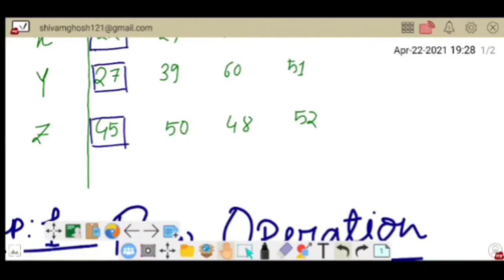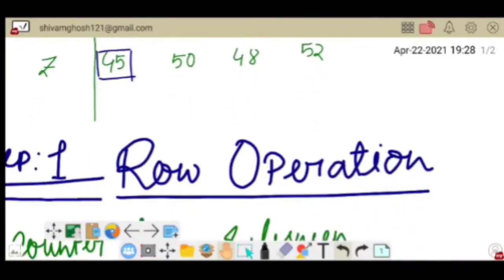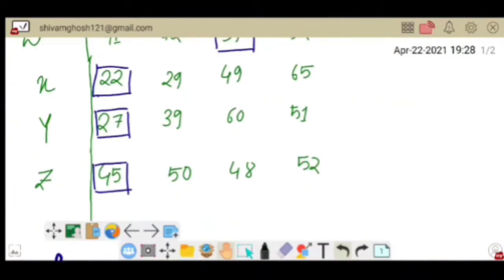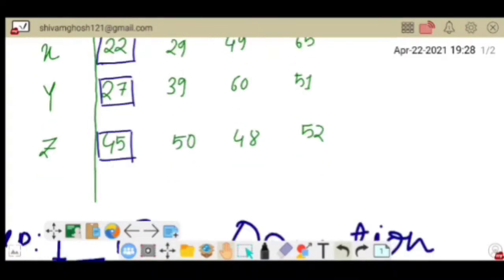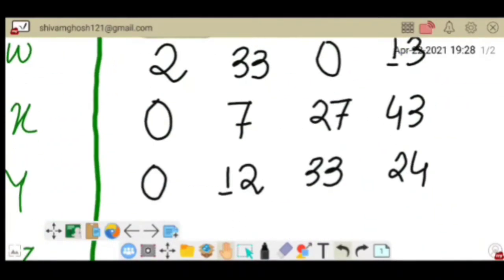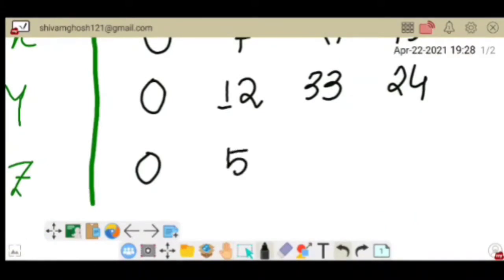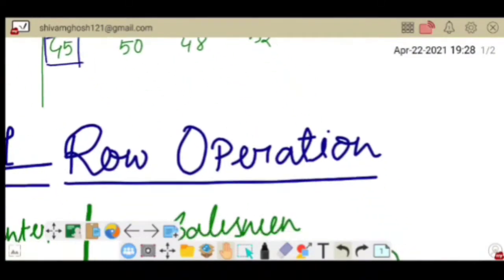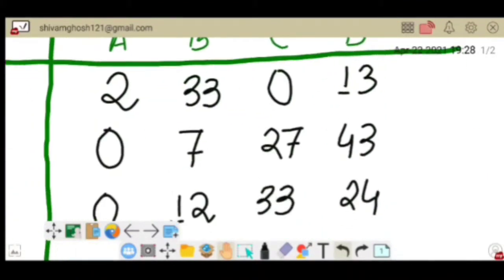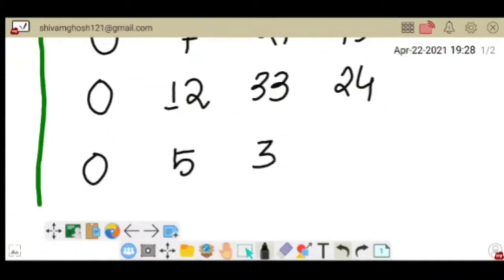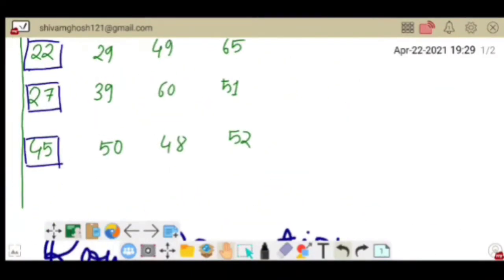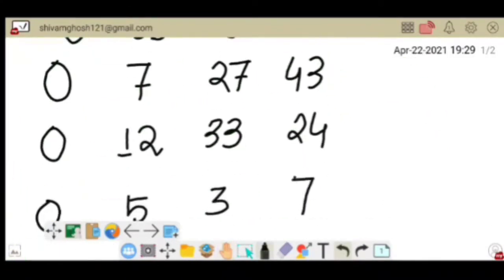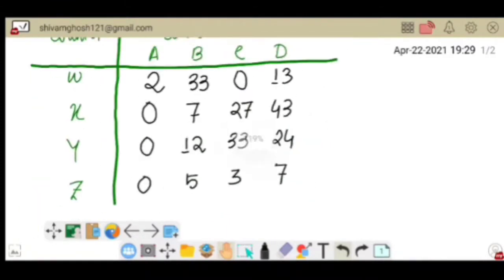And in the last row, the minimum is 45, so we deduct 45 from 45, which results in 0. The next is 50, so 50 minus 45 is 5. The next one is 48, so 48 minus 45 is 3. And from 52 we deduct 45, so the answer is 7. So here we can see the new matrix has been created.